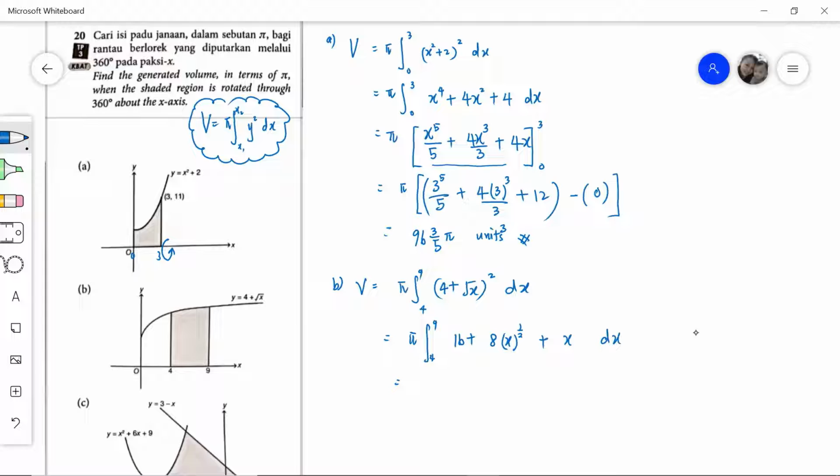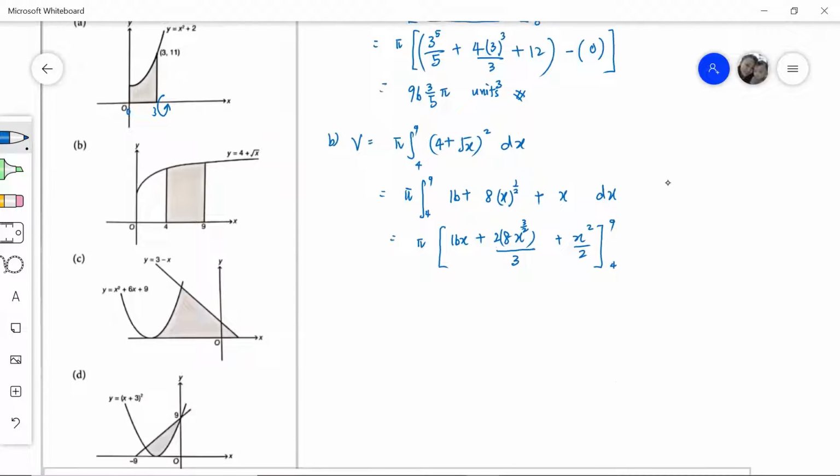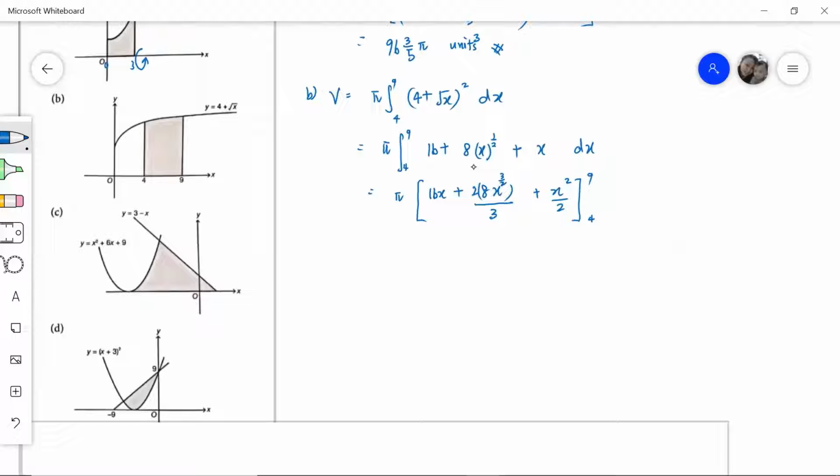And now let's integrate this. We have 16x plus 8x to the power of, increase the power by 1, so it will be 3 over 2, divided by the new power, 3 over 2. The denominator of the denominator will become the numerator, plus x squared over 2. And then integrate from 4 to 9. Don't forget there is a pi in front. Now let us move on.